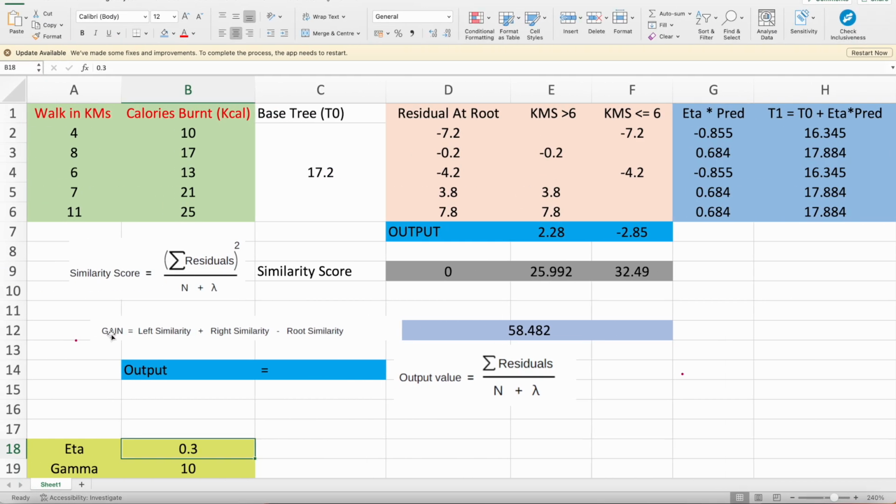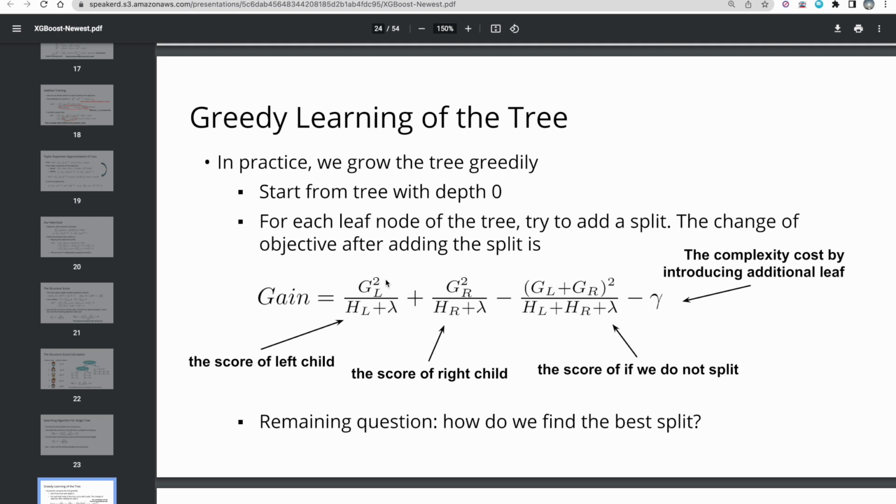So now you can appreciate that gain was left similarity plus right similarity minus root similarity. Similarity is this particular thing, right? This is the formula we have blindly dealt with earlier. Now, in this mathematical explanation, you can see that it is the gradient square by the left child. This is the left child, this is the right child, and this is your root, and this is your threshold which you have to cover, right? This is what I was talking about, the gamma. So gradient square by Hessian plus lambda, gradient square right plus Hessian plus lambda. This is the more generic expression.